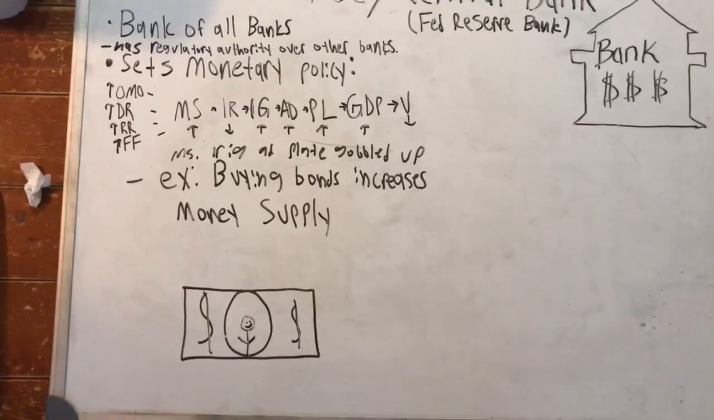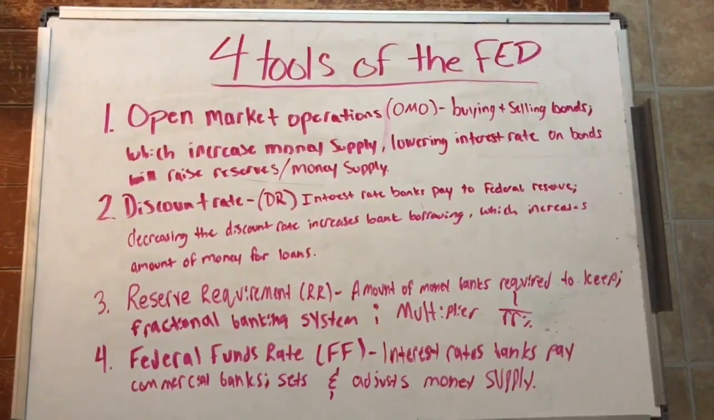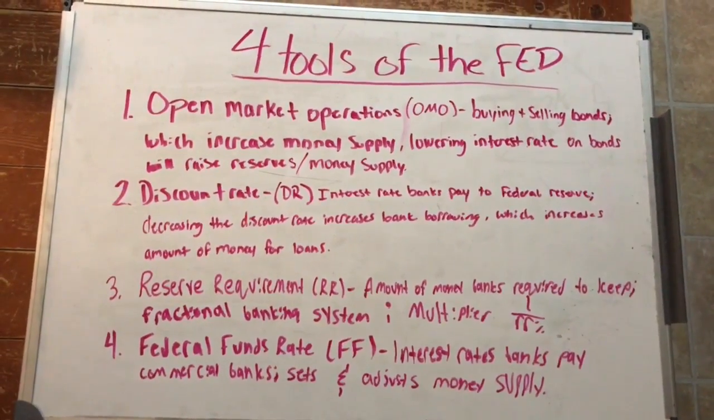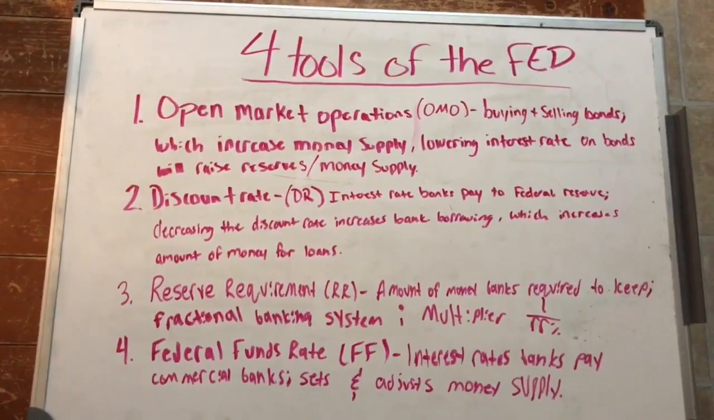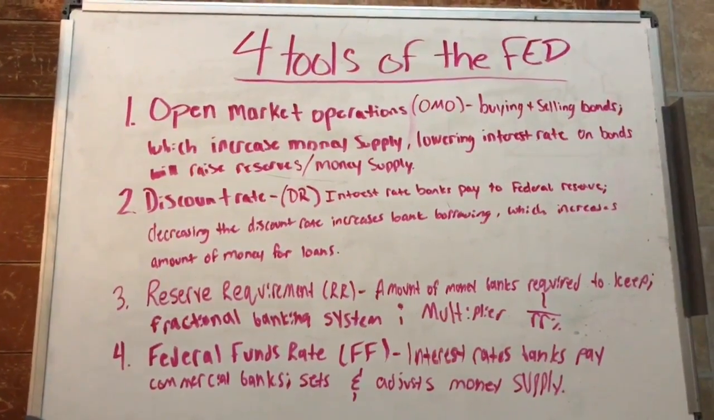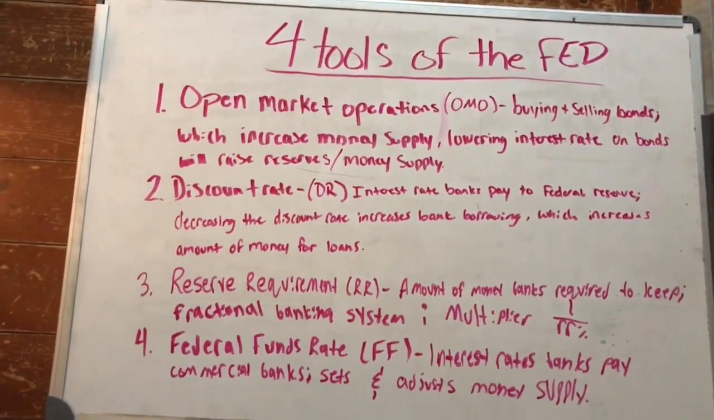The four tools are open market operations, OMO: buying and selling bonds. An example of that would be that buying bonds increases the money supply, lowering the interest rate on bonds, which raises resources and money supply.